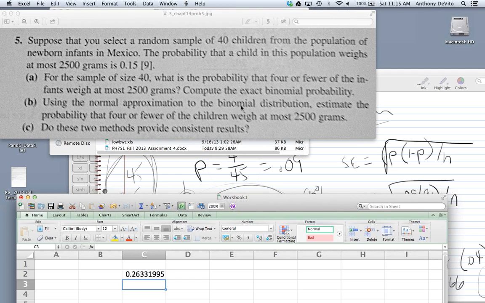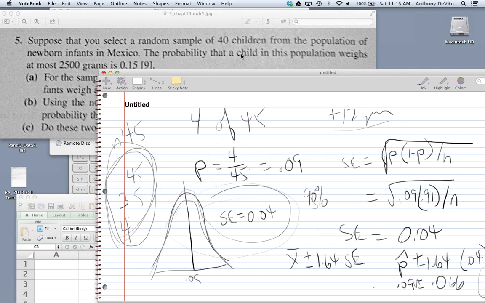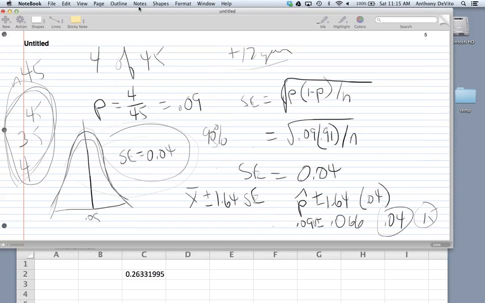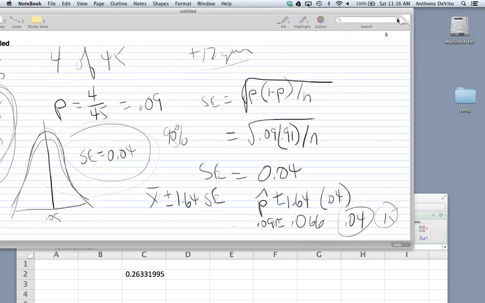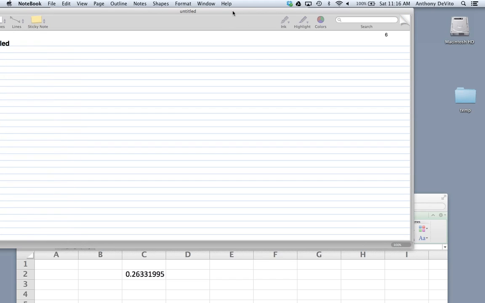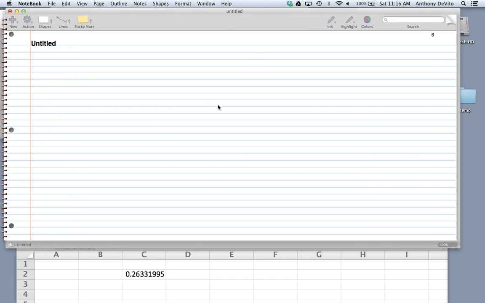Using the normal approximation to the binomial distribution, estimate the probability that 4 or fewer of the children weigh at most 2,500 grams. Well, now this time we want to know the probability that we'll get an outcome, using the normal approximation that we used before, that we'd get the same result. Okay, so now I'm going to need to move something a little bit, right? That's why I want to do this one second, because asking about the binomial distribution changed things a little bit. So let's take a look at this.